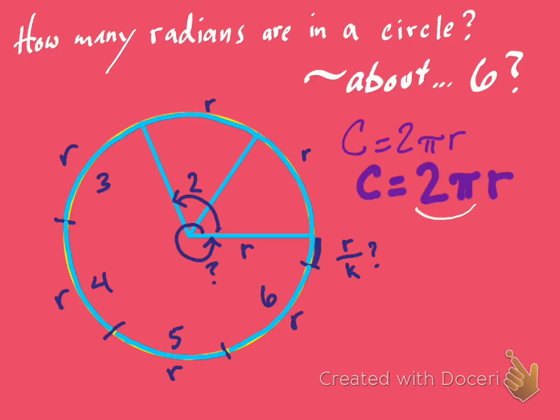So, well, okay, back to the formula there. 2 pi times radius. That's the circumference of a circle, all right?